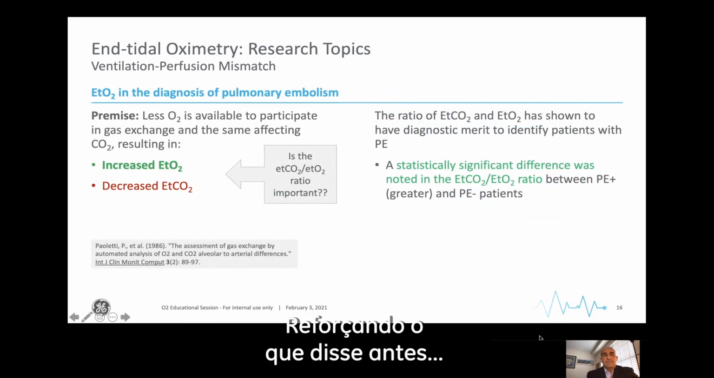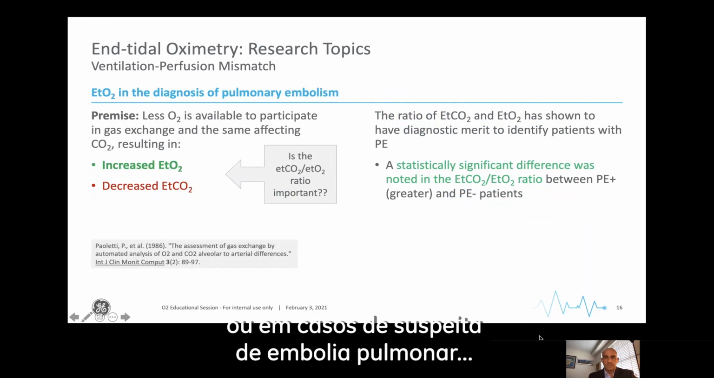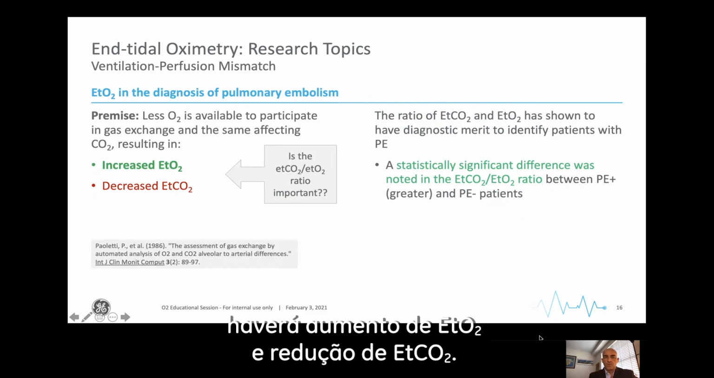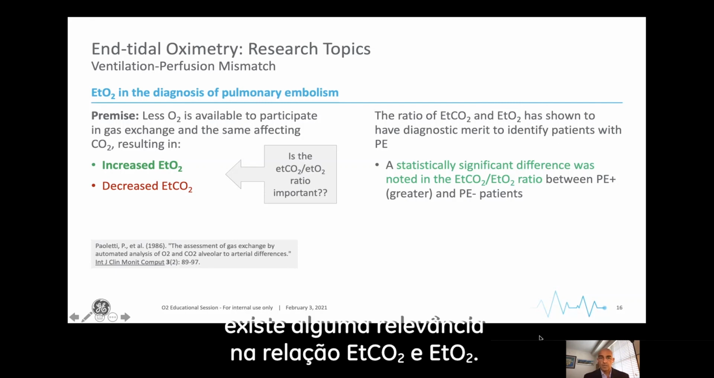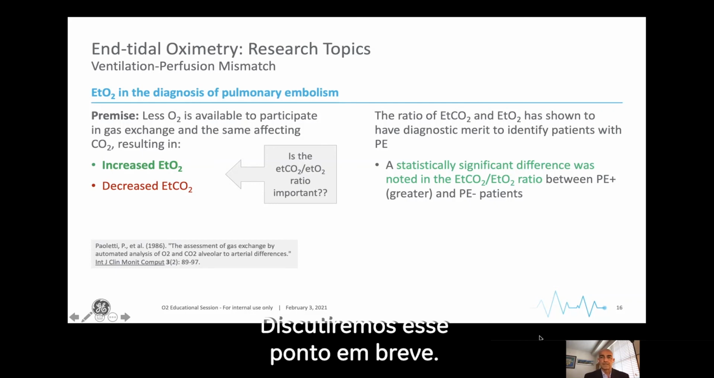As I said before, just to reiterate, in the presence of a pulmonary embolism or suspected pulmonary embolism, there will be an increase in the end tidal oxygen, while there will be a decrease in the end tidal CO2. One of the questions posed by Paoletti is whether there is any relevance of a ratio between the end tidal CO2 and the end tidal oxygen, and we'll talk about that in a sec.